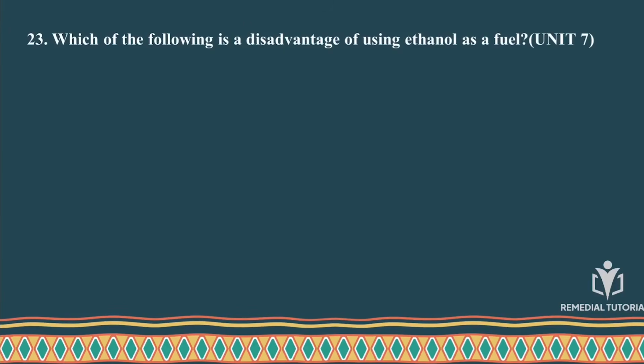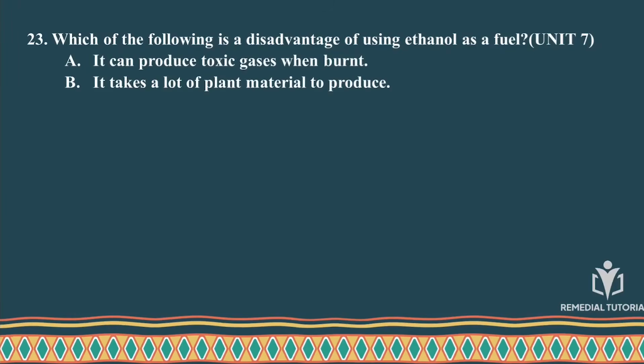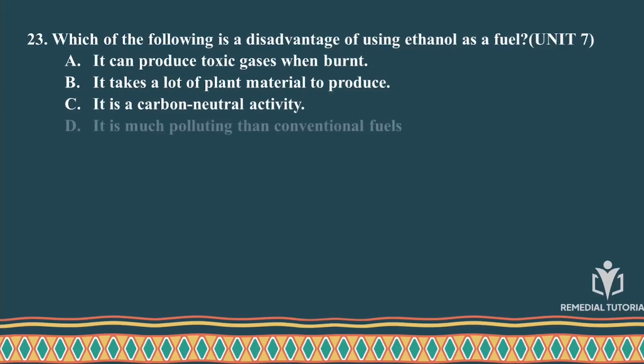Question number 23. Which of the following is the disadvantage of using ethanol as a fuel? A. It can produce toxic gases when burned. B. It takes a lot of plant materials to produce. C. Is a carbon neutral activity. D. It's much polluting than conventional fuels.